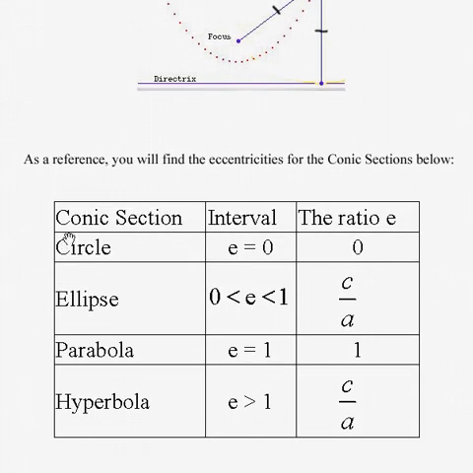And we'll show this table when we cover every conic section. Remember, circle, eccentricity was 0. Parabola, eccentricity is going to be 1. And we'll look at ellipse and hyperbola at a later date.